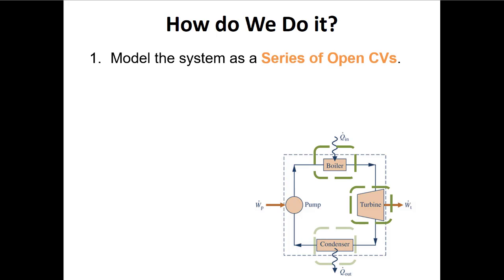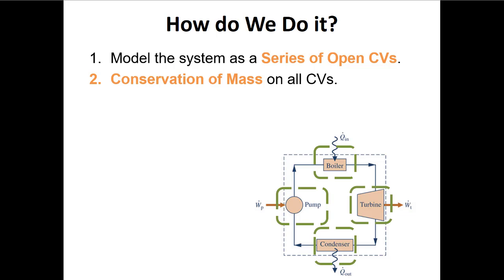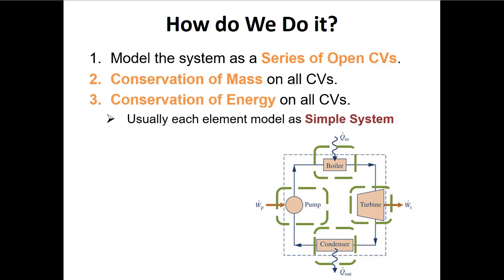So how do we do it, right? Here we're going to take a complicated system and break it down into its constituent parts. Then we'll do conservation of mass on all these different parts. Then we'll do conservation of energy, this equation that we just learned, right? And we'll end up treating most of these components like a simple system.